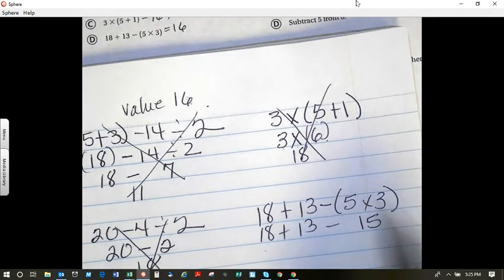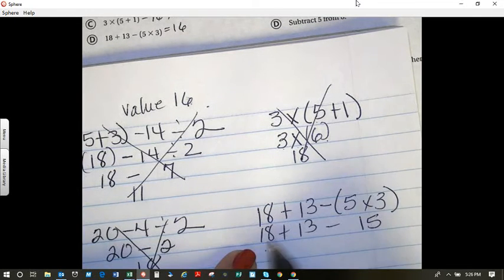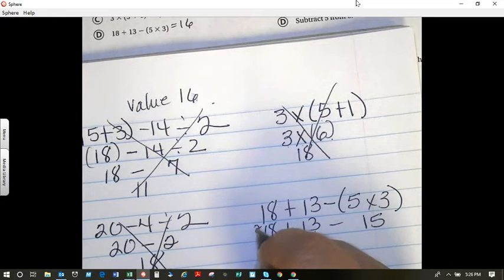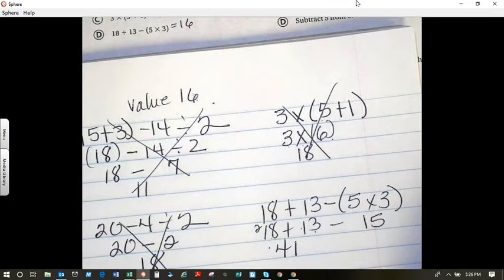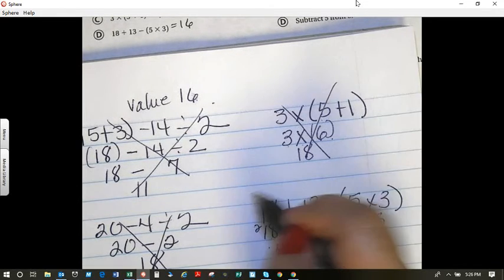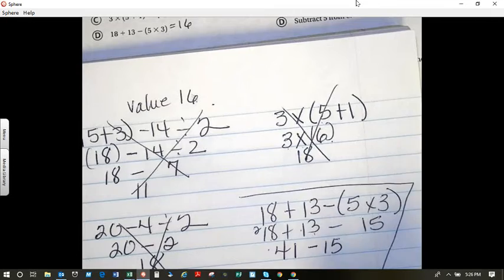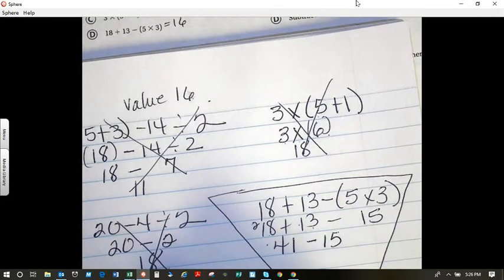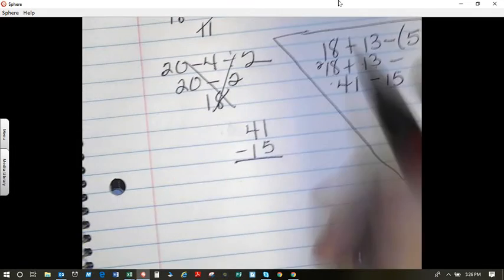18 plus, because there's no multiplication or division, but I do have adding and subtracting, so I'm going to start from left to right. 18 plus 13. Okay, so I have 2, 3, 4. So that's 41 minus 15. Okay, now remember that we said that all computations are on the outside because everything else goes on the inside. So those of you, if you need to do your standard subtraction, your algorithm, I can't take 5 out of 1, so I'm going to regroup.